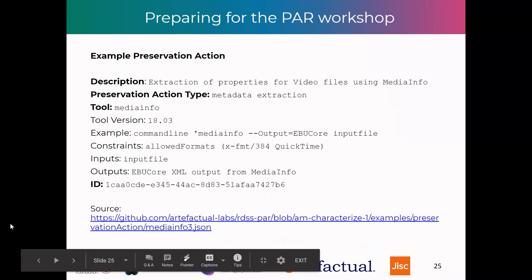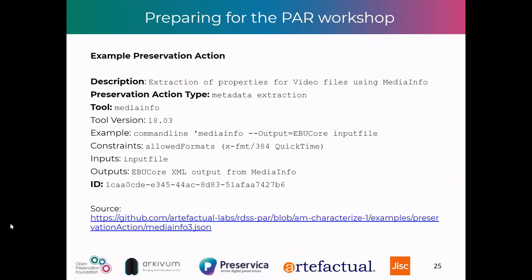So we just have here a couple of examples of the kind of thing we'll go through in the workshop. This is an example from a previous workshop where we looked at a command for running MediaInfo for metadata extraction on a QuickTime video and outputting EBUCore. We'll go through what these various properties are, the properties of a preservation action filled out for this example, and why they're there.